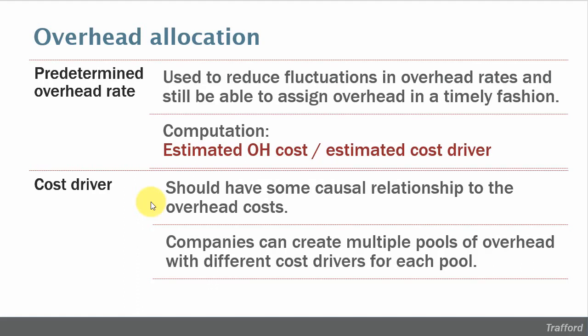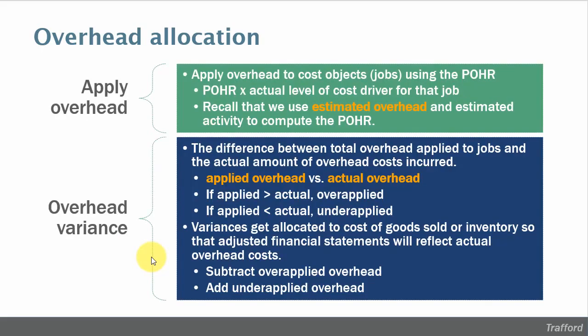Companies can actually create multiple pools of overhead, and then they'll pick different cost drivers for each pool. So instead of having one predetermined overhead rate, they may actually have multiple overhead rates and have to apply overhead a number of times. Doing that generally gets you more accuracy in your overhead allocation, but there's of course a cost that comes along with that, so companies always have to get the right cost benefit balance for their company. When companies use normal costing, as we said, they'll start out by creating a predetermined overhead rate, and they do that at the beginning of the year.